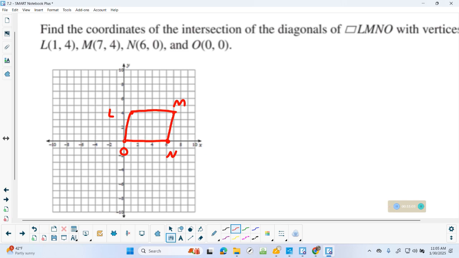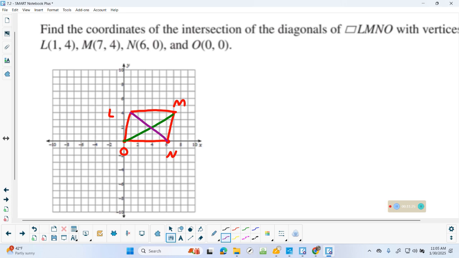I think this looks like a rhombus. Now, it wants the coordinates of the intersection of the diagonals. One of the diagonals would be O to M, the other would be L, N. I can see it's not hitting at a nice whole number. So I know my answer has a fraction in it. We have to find it.